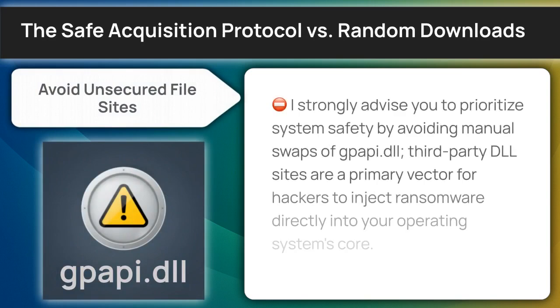Be aware that manual interventions for Group Policy API DLL often create secondary conflicts. Using an incorrect file version can cause cascading application crashes, making your workstation significantly less stable than before.